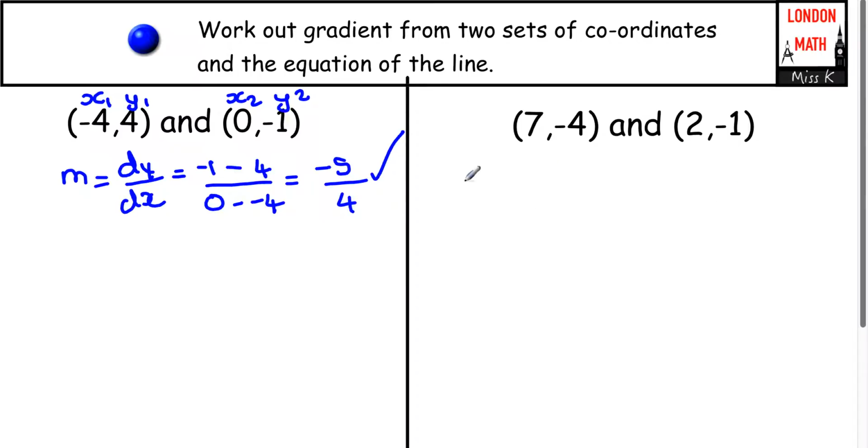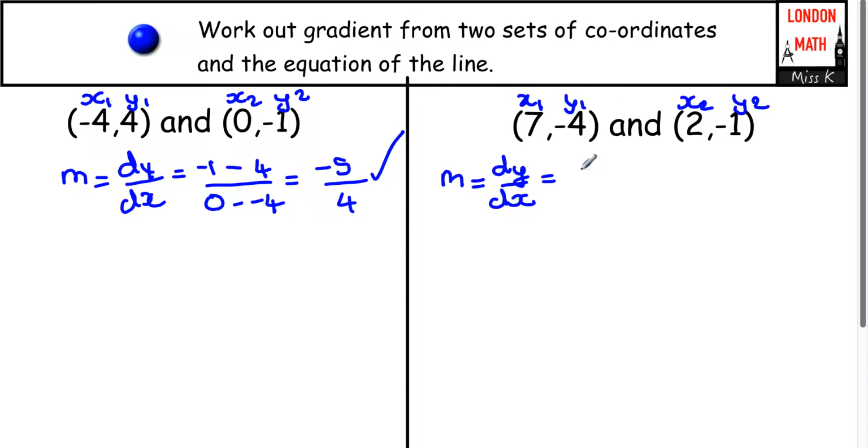Okay, now we've got this one, so we know that the letter commonly used for gradient is called m. We now know what the difference of y over the difference of x is. It's a calculation to get the gradient. This 7 we're going to call x1, the second x we're going to call x2. We're going to call this one y1, we're going to call this one y2, and then we're going to follow the formula from the previous slide.